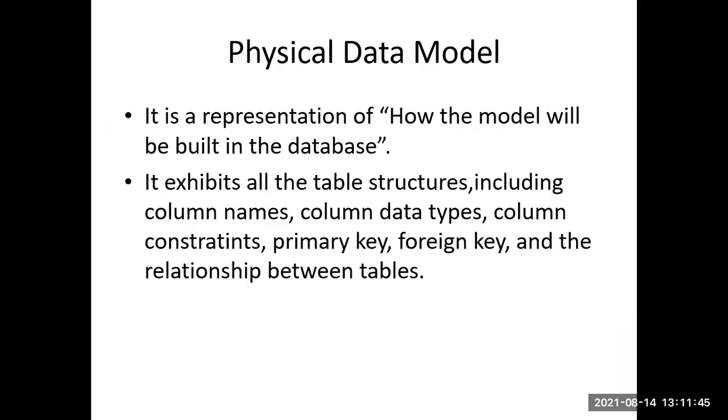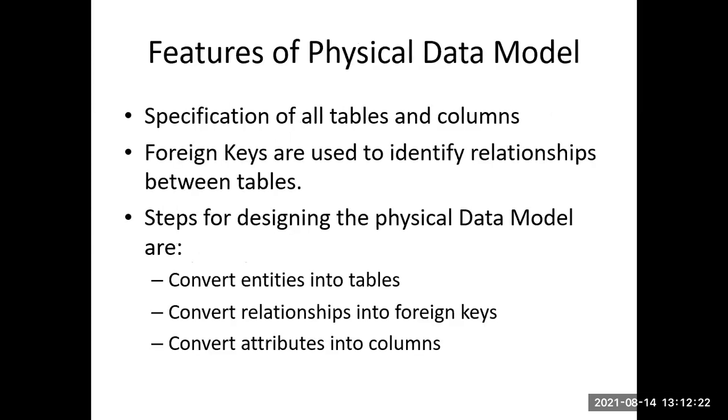The physical data model is a representation of how the model will be built in the database. It exhibits all the structures of the table, including the column names, or we can say attributes. Then it specifies what kind of data types those attributes have, the way you have worked in your C programming, variable name followed by the data type, and the column constraints, whether it is going to be a foreign key, primary key, check key or any other constraint. Then decide whether it is a primary key or a foreign key, and then the relationship between the tables. This was about your physical data model, which specifies all the tables and columns.